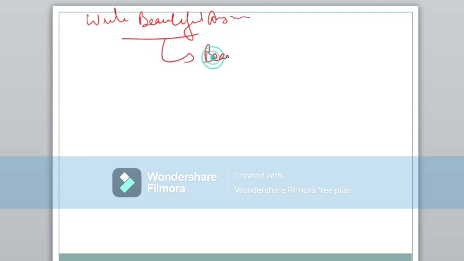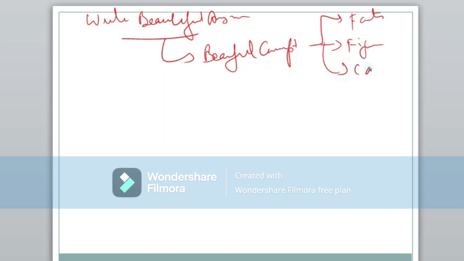So in order to write a beautiful answer, you need to have beautiful concepts, facts, figures and content. तो थर्ड क्वेश्चन को हम देखते हैं. What were the philosophies behind India's economic development?